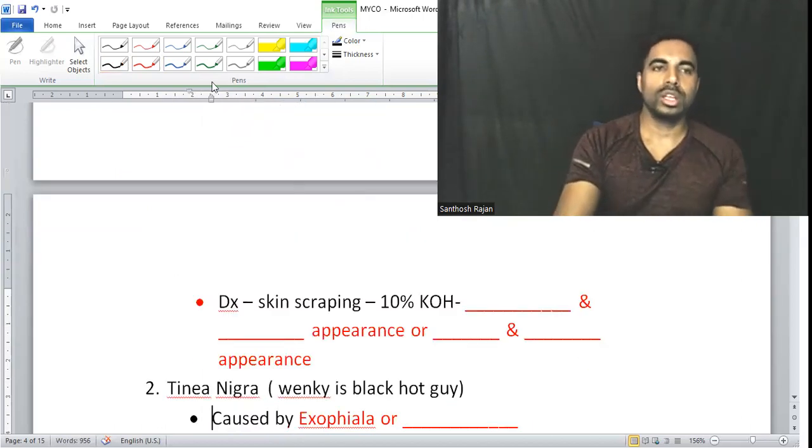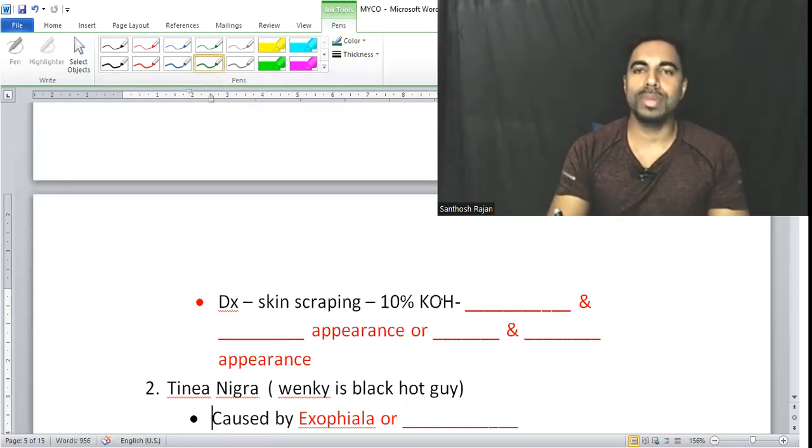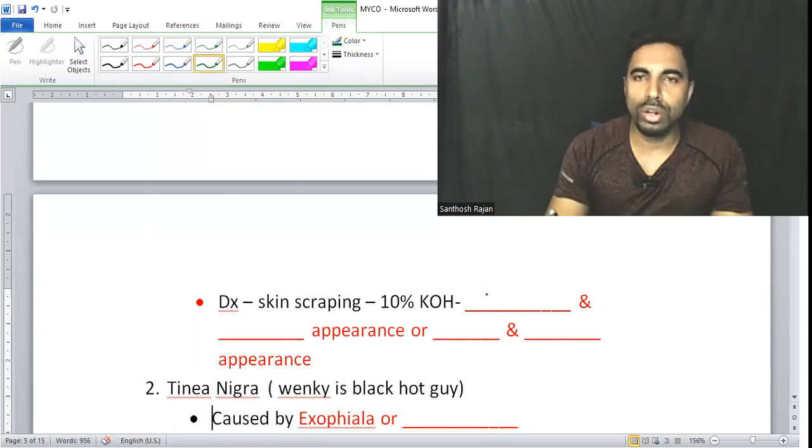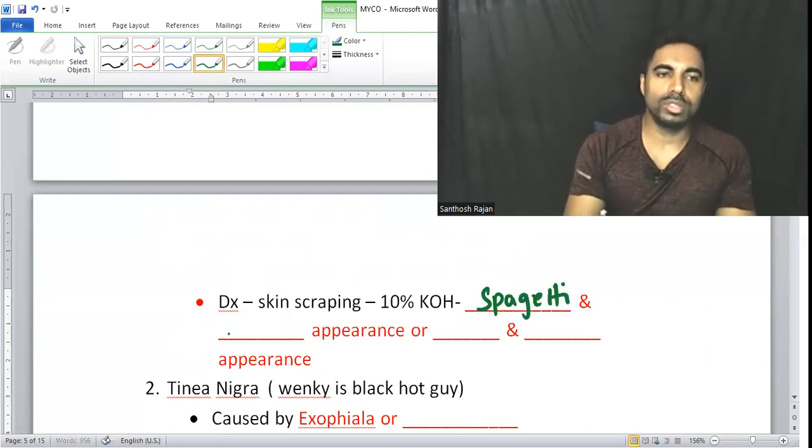So there are two things. So now I'm going to write here. So on KOH skin scraping, you do 10% KOH or you do LPCB, whatever. So in staining, you'll see what? Two things. One is the spaghetti, S-P-A-G-H-E-T-T-I, spaghetti and meatball. Please don't forget spaghetti, meatball.